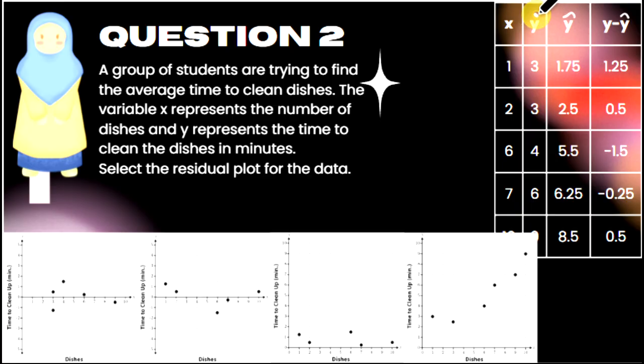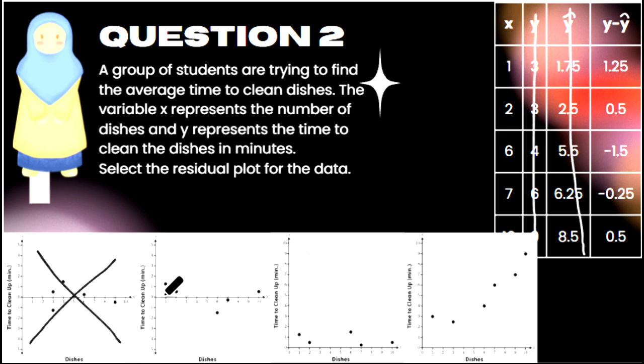So remember, the columns we're using for the plot points are the outside two. So we should have a plot point at 1, 1.25. This one's out. This one's gone. 1, 1.25. That one works so far. 2 and 0.5. That one's still working. 6 and negative 1.5. That one's still working. 7 and 0.25. Yep. 10 and 0.5. This is going to be our correct one. This other one doesn't have any negative values, and we have 2 negative values on our table. So that's your correct graph.